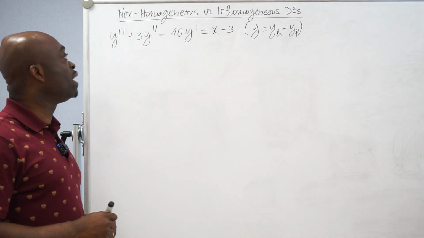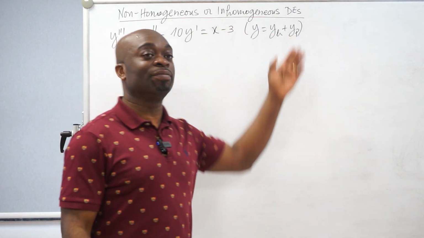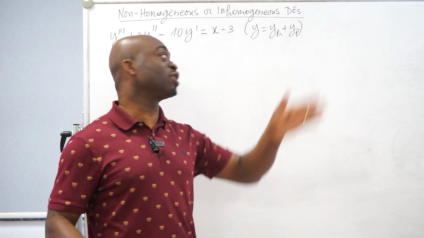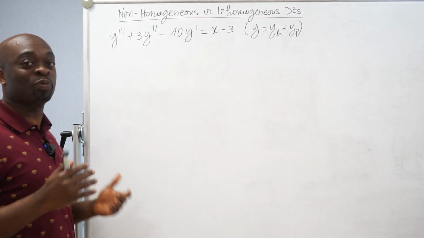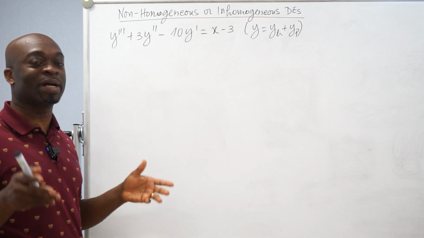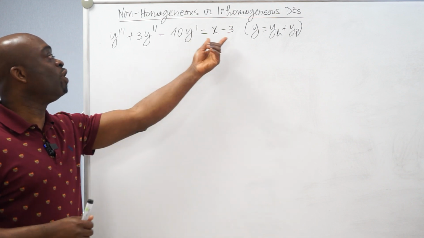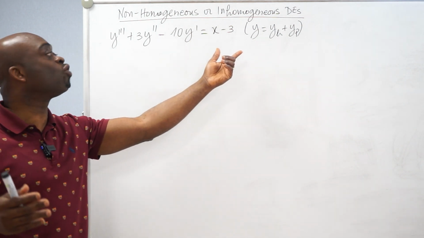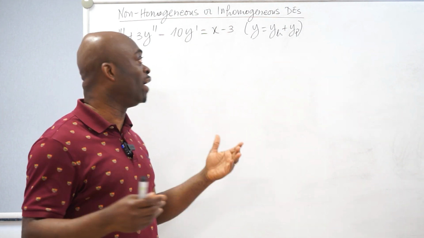Guys, we're dealing with non-homogeneous or inhomogeneous differential equations here. DE, again, stands for differential equations, with the S at the end of it. The equation here is y''' + 3y'' - 10y' = x - 3. So this is our non-homogeneous equation with our source term on the other side of the equal sign, which is x - 3, a polynomial of degree 1.